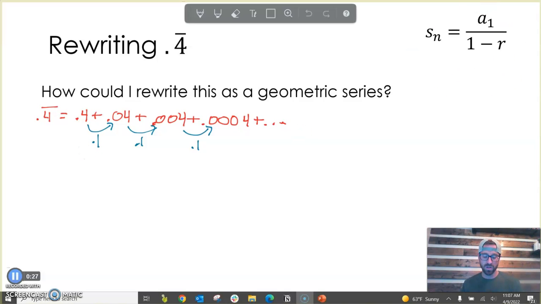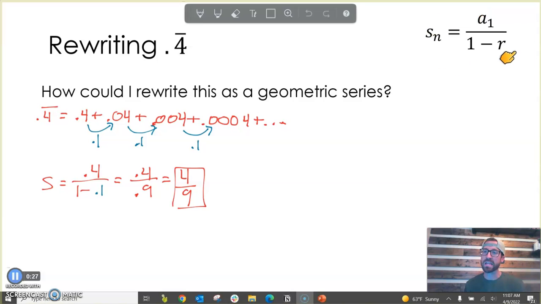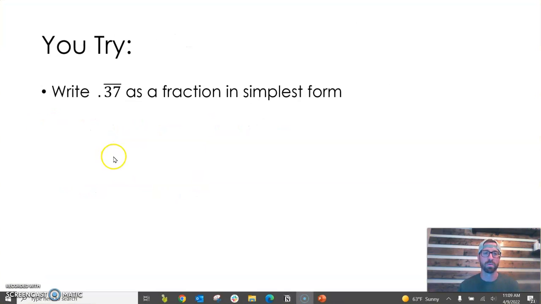With that knowledge, we can just substitute those into our formula. To find that sum, we take our first term of 0.4 and divide by 1 minus the common ratio of 0.1, which becomes 0.4 over 0.9, which is 4/9. So that's how we can use our relationship for an infinite geometric series to rewrite a repeating decimal as a fraction. I've got one more example.